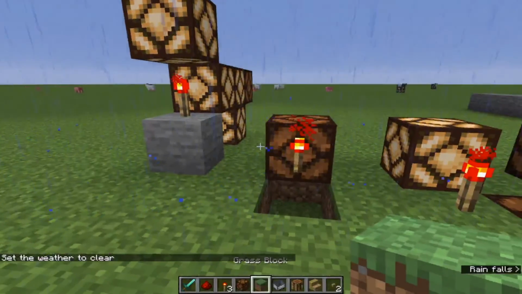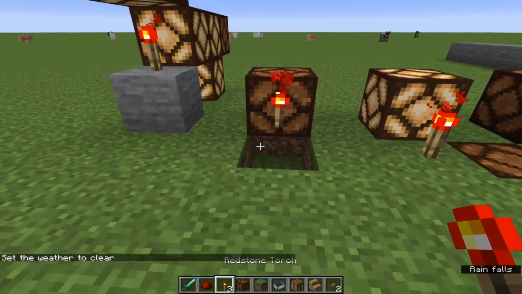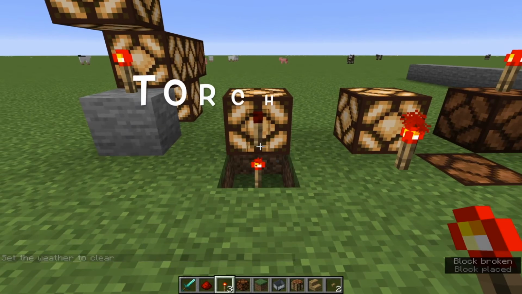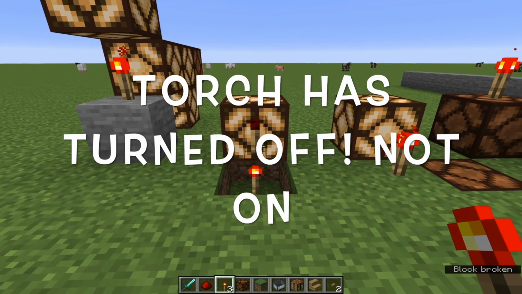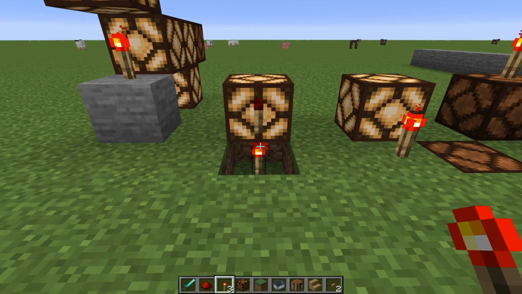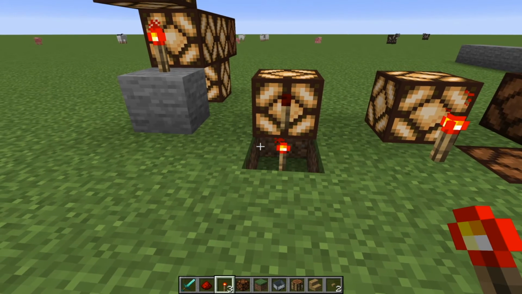Let's make it clear, and let's demonstrate what I'm talking about. This redstone torch turns on because it is attached to an activated block. You will see much more of this later down the line.